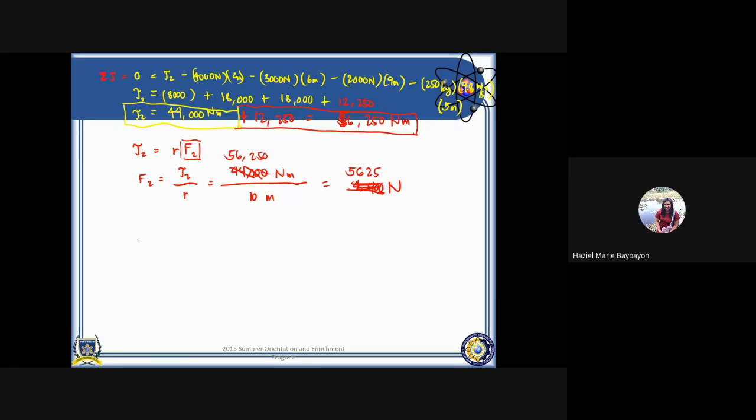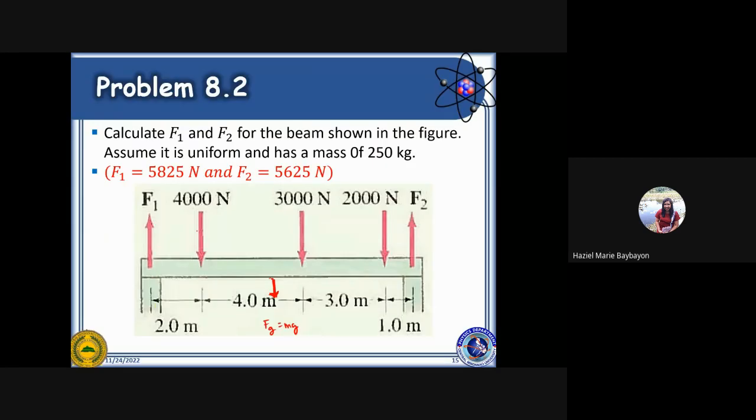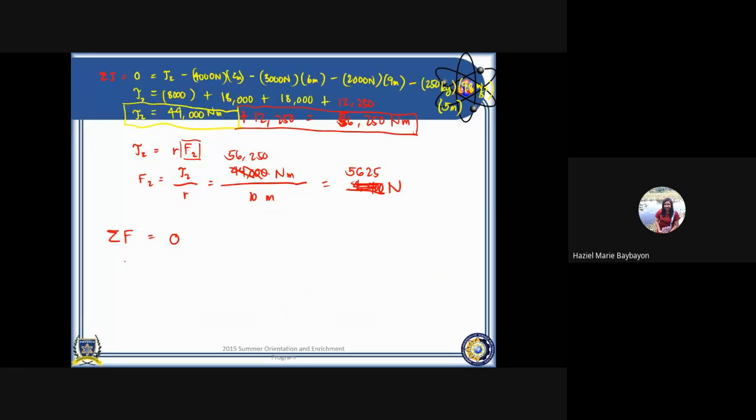Now, to find F1, summation of forces is equal to 0. Equilibrium man siya. So, what are the forces? You have F1 positive, negative, negative, negative, negative, positive. So, you have positive F1 plus positive F2 minus 400, 4,000 I mean, minus 3,000 minus 2,000 newtons is equal to 0.